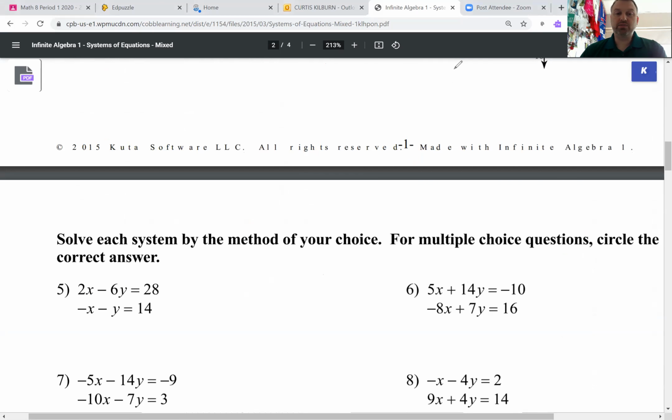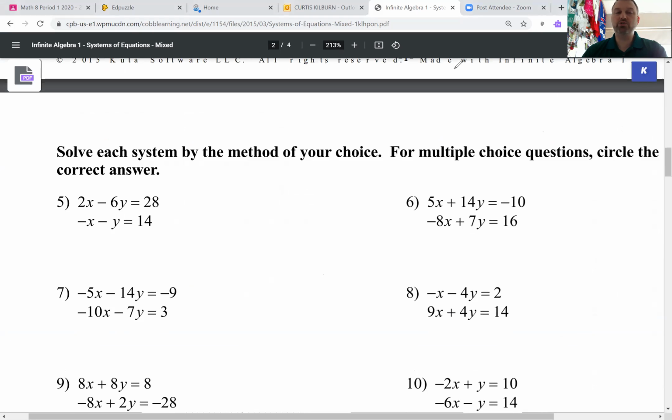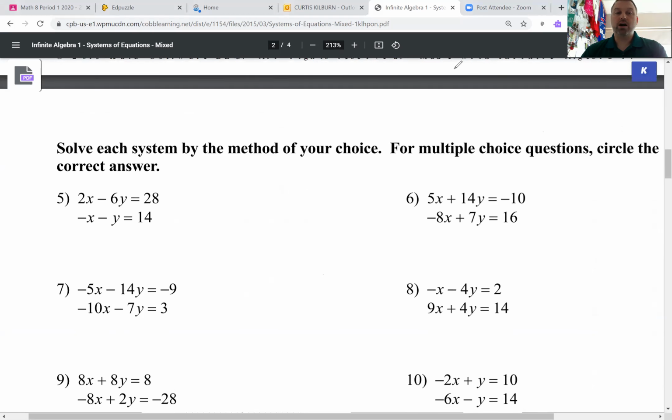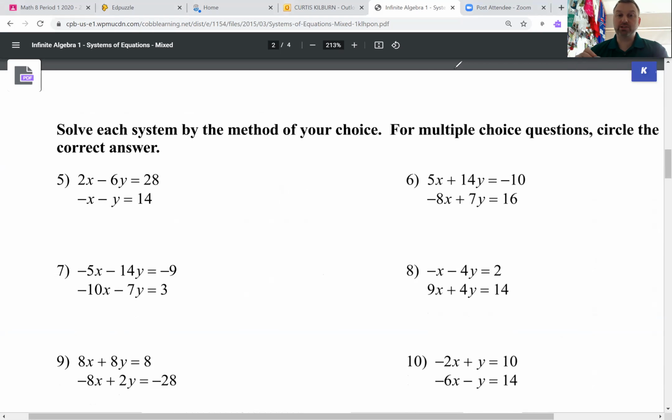It says solve each system by the method of your choice. So the two choices we worked on are solving by elimination and solving by substitution. Okay, so let's do number 5. We'll do it by elimination.